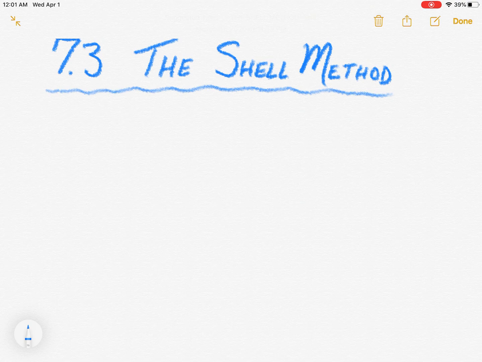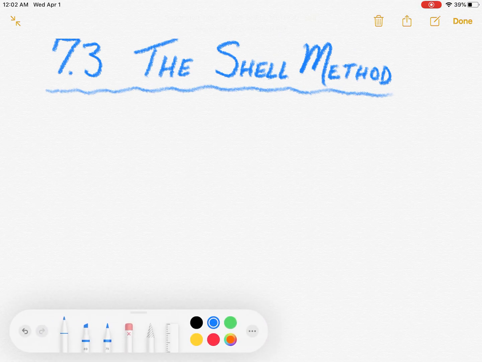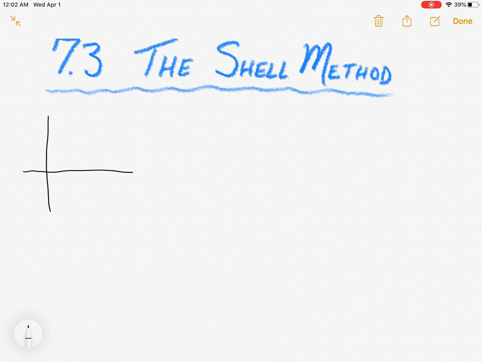But in many ways, the harder disk problems or washer problems can be done easier with shell. We'll see today. So I'm going to cut out a little bit of the derivation of this that I typically do, and just show you the formula. But I'm going to show you where it comes from a little bit. Okay, let's say we are wanting to rotate this shape around the x-axis. And you can imagine what that would look like.